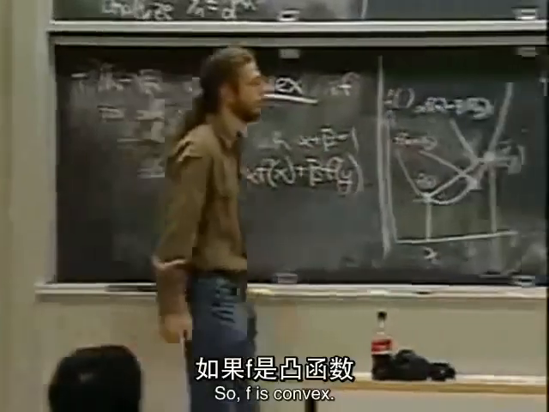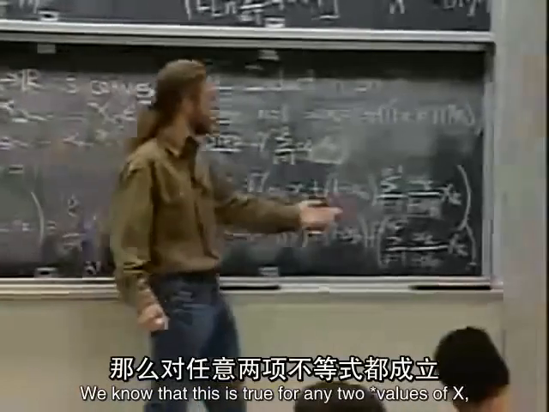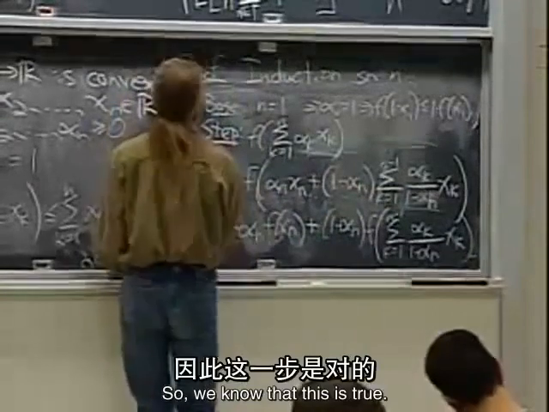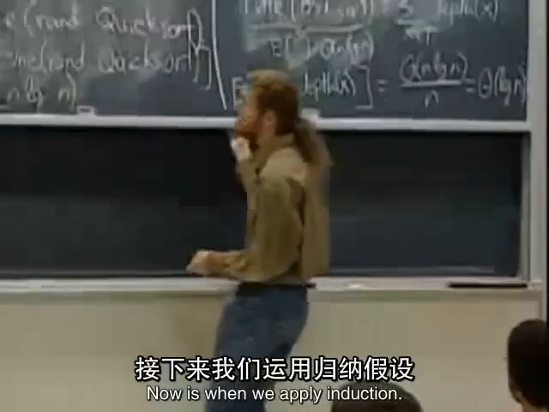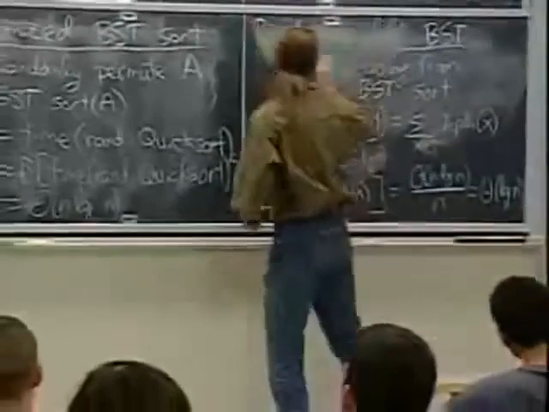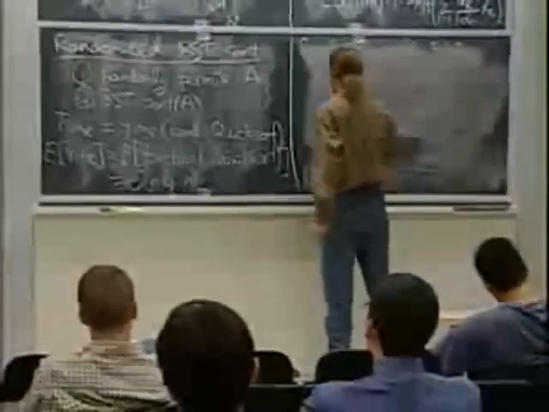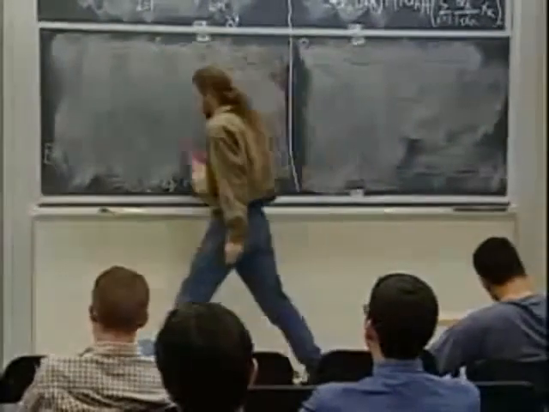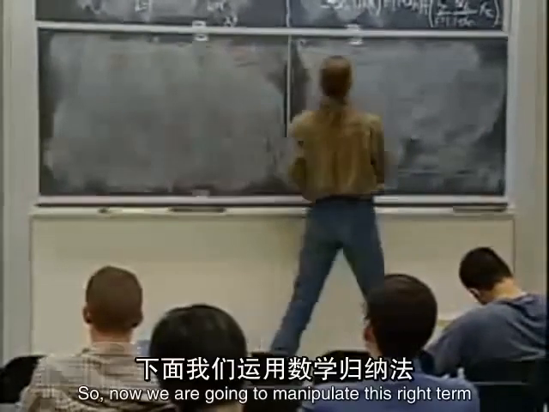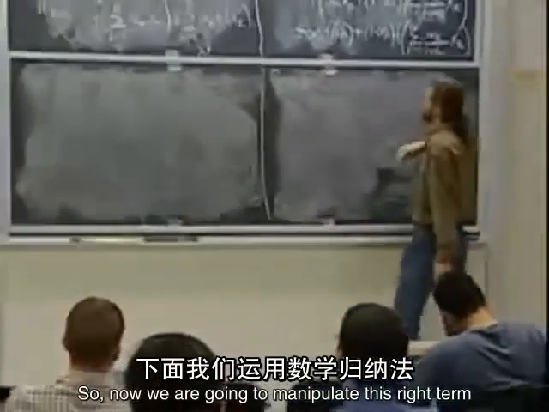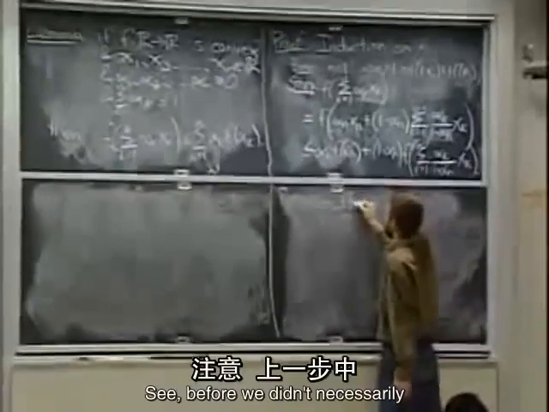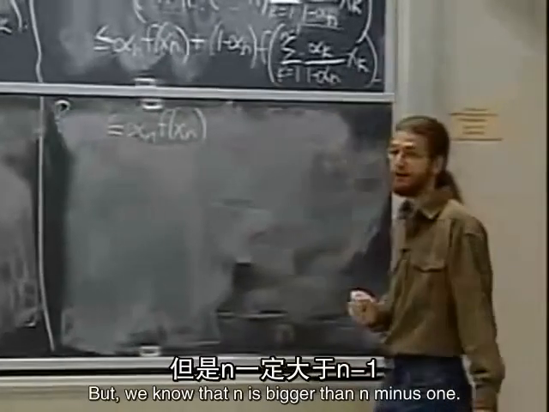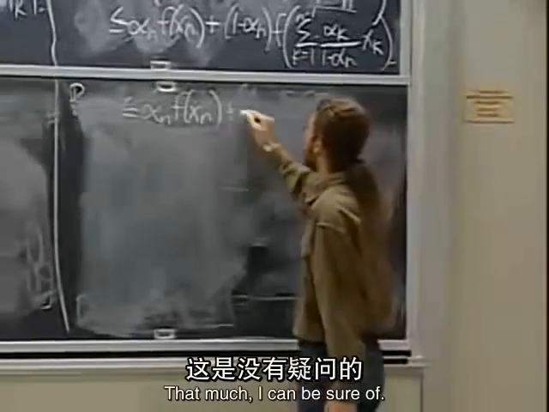Okay, so f is convex. We know that this is true for any two x values, provided these two sum to 1. So we know that this is true. Now is when we apply induction. So now we're going to manipulate this right term by induction. See, before we didn't necessarily know that n was bigger than 2. But we know that n is bigger than n minus 1. That much I can be sure of.